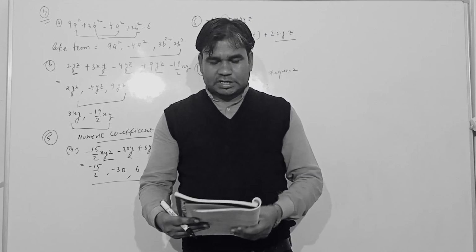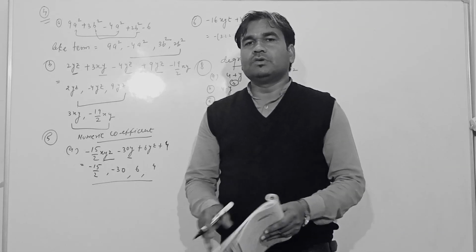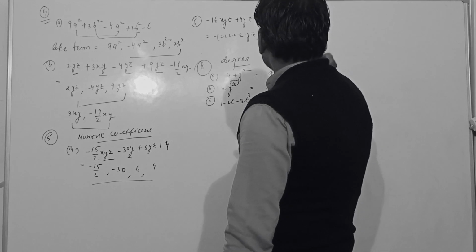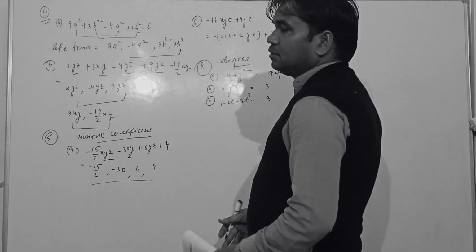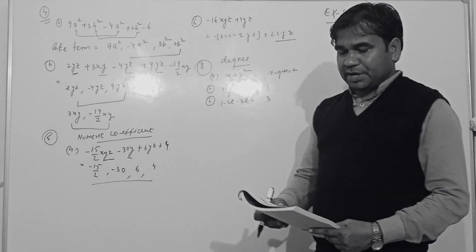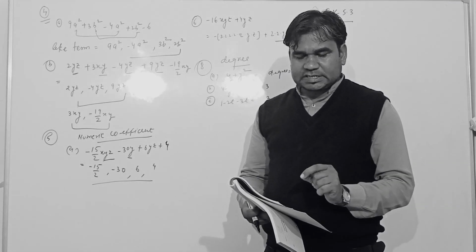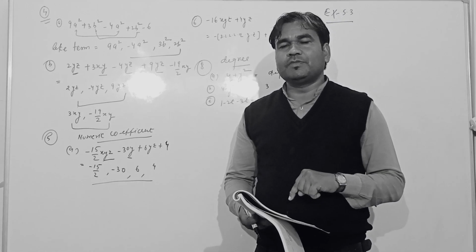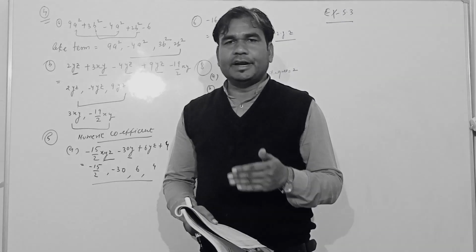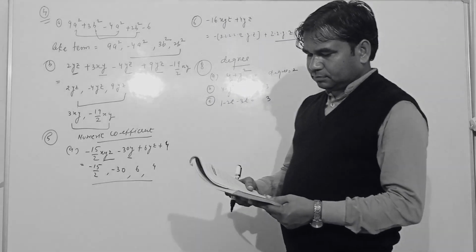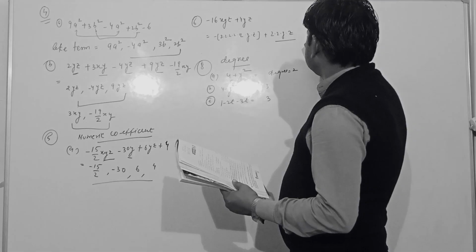After that, students, we talk about exercise number 5.3. Exercise 5.3 we have to discuss: add the following expressions, and subtract the first expression from the second. So in this exercise we only have to do subtraction and addition. So let me see. We can take question number 1 first.